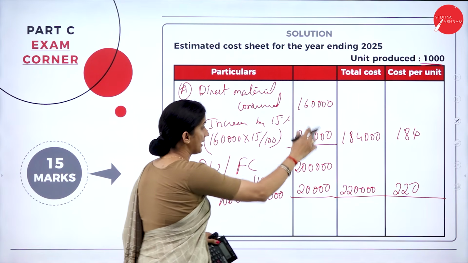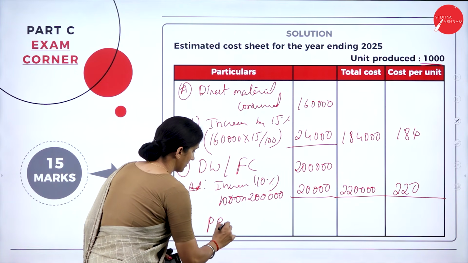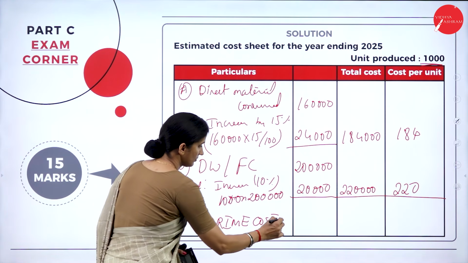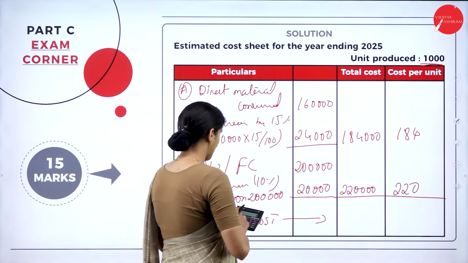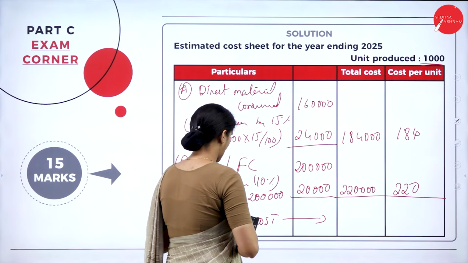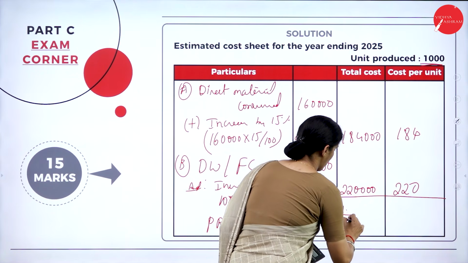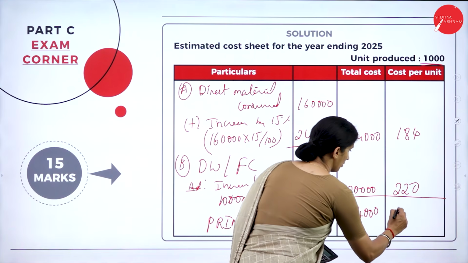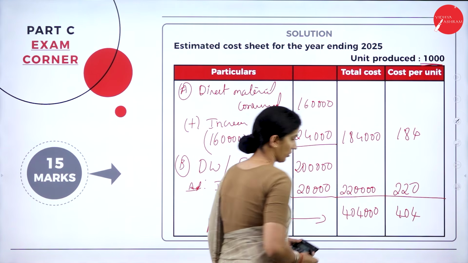So now we'll add these two, and we will get the prime cost. So your prime cost will be 2,20,000 plus 1,84,000. It will be 4,04,000. So per unit rate will be 404.